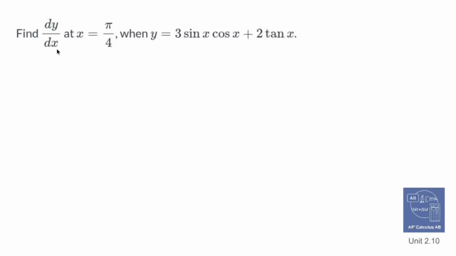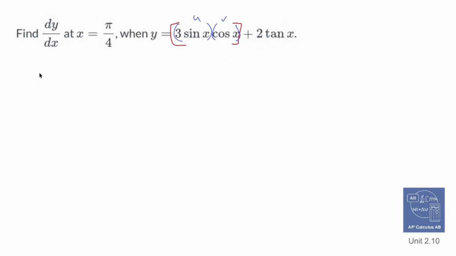Find dy dx at x equals pi over 4 when y equals 3 sine x cos x plus 2 tan x. Ugh. All right, so this is what I'm looking at. Okay, our product rule. 3 sine x would be my u, and cos x would be my v. The rest is regular old trig identity stuff that I don't have to lose any sleep over.